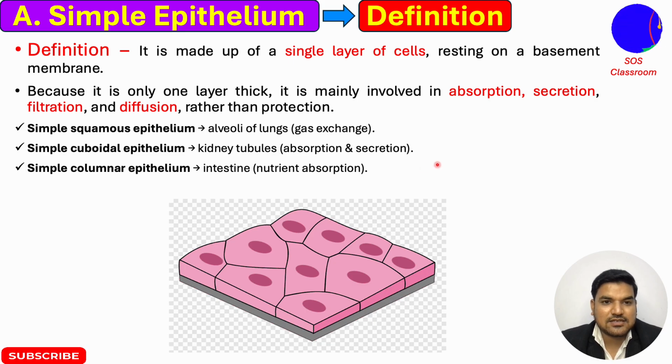Because of the single layer, it is mainly involved in absorption, secretions, filtration and diffusion rather than protection. Because it has only a single layer, it is not helpful for protection, but it is helpful for absorption, secretions, filtration and diffusion processes. For example, simple squamous epithelium is helpful in the alveoli for gas exchange. Cuboidal epithelium is helpful for absorption and secretions in the kidney tubules, and simple columnar epithelium is helpful for nutrient absorption from the intestines.